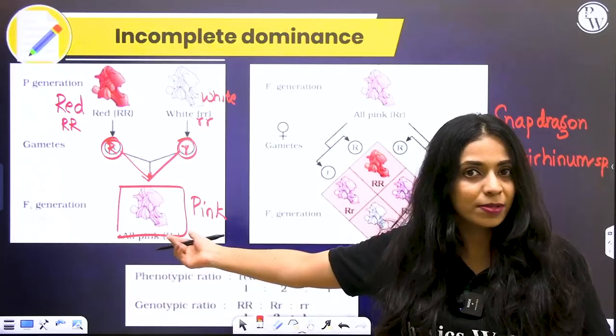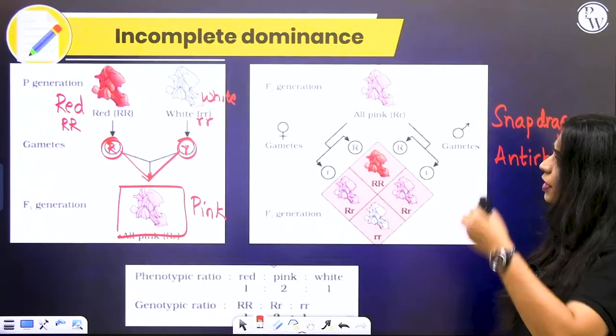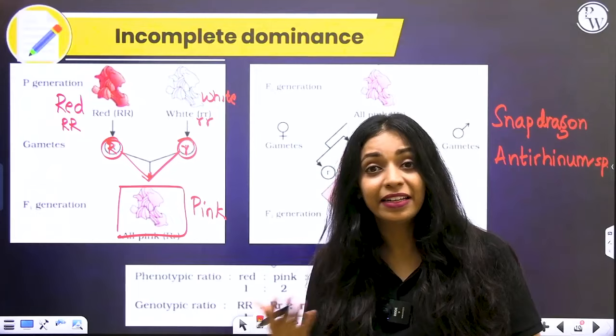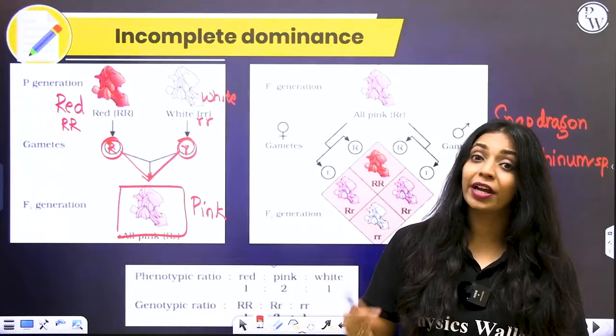So this is kind of like an intermediate shade between these two, but it is an entirely new phenotype which was not present in the parents. This type of inheritance is called blending inheritance, or we also call it incomplete dominance. Over here, you can see a deviation from the monohybrid ratio that we obtained in Mendel's monohybrid cross. There we got phenotypic ratio 3:1, genotypic ratio 1:2:1. Over here, you will get both genotypic and phenotypic ratio as 1:2:1.